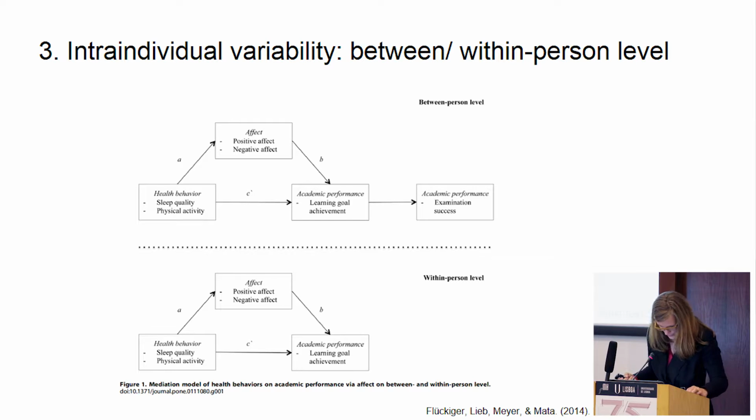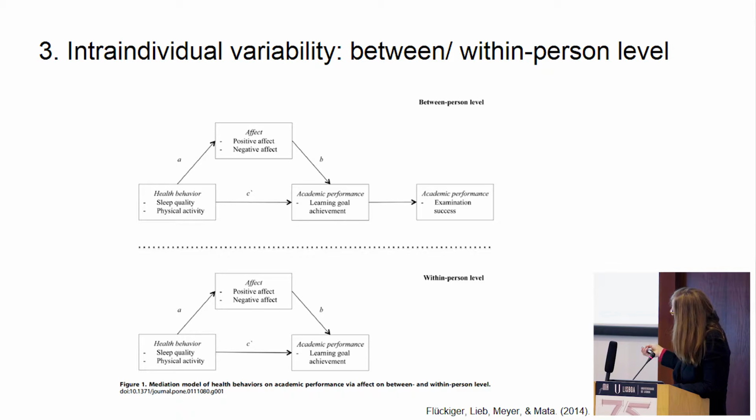What is interesting about this is that if you think about the between-person level, you would think people who in general are more physically active, do they also have a higher learning goal achievement? And do they also report differences in affect? And we find, yes, they do, but only for positive affect. So we can say that people who are physically active, they experience higher positive affect, which then is related to a better learning goal achievement, to achieving their own learning goals, and that this predicts actually whether they will pass these exams.